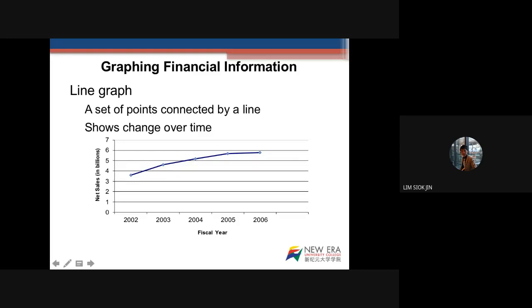When you do your analysis, you can explain better when you do it in a graph. Like for this company, you can do a line graph to show that from 2002 to 2006, our net sales increased. Then up to 2005, 2006, the net sales didn't increase much. It increased very little. What is the reason here? Then you can analyze. Maybe because this year is COVID-19, people don't go out much, so they buy less. That's why the sales were affected.